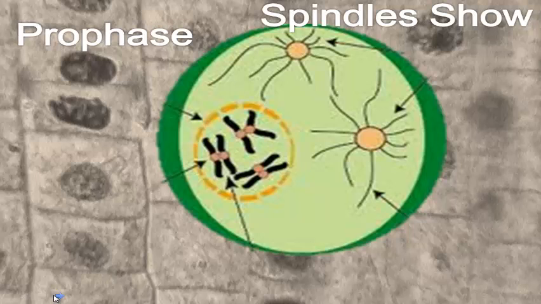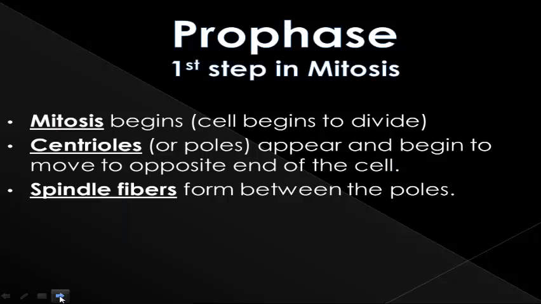Now that moves to prophase. In prophase, the spindles show and are more prominent, and you notice they are starting to move away from one another. The nuclear membrane starts to disappear. The chromatids have all made their copies, and these are the steps. Technically speaking, this is the first step in mitosis. Interphase is where it prepares and gets ready. Prophase is really the first step. Mitosis begins. Centrioles, or the spindles, move towards the opposite ends of the cell. And then, of course, we see spindle fibers start to show, and they're coming from the spindles.